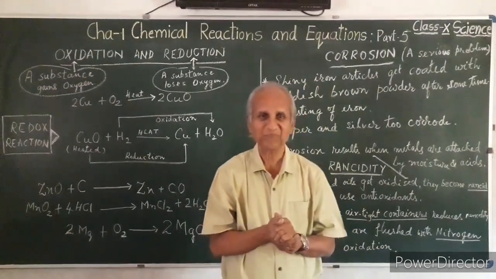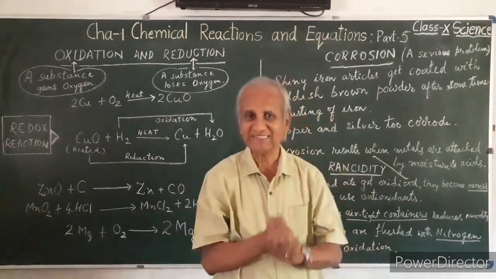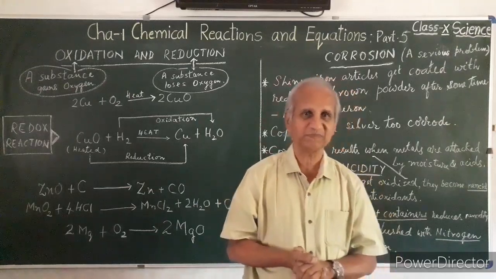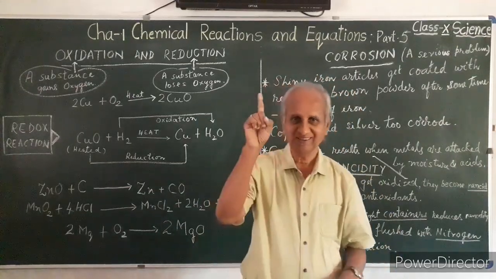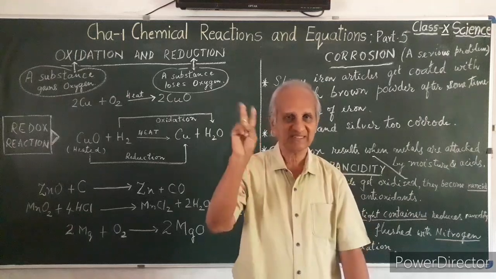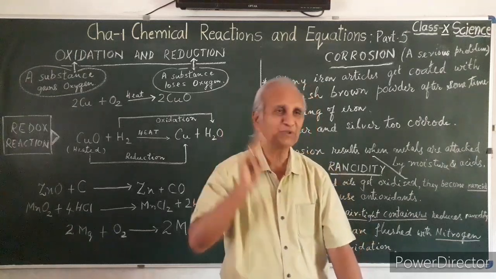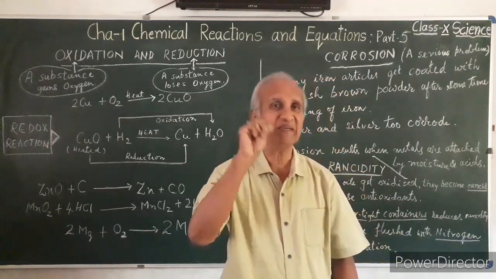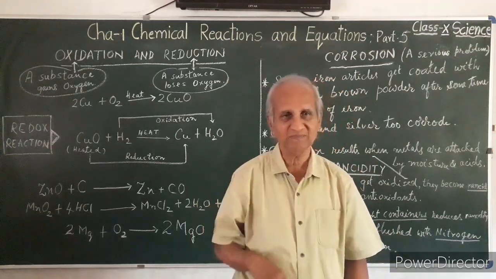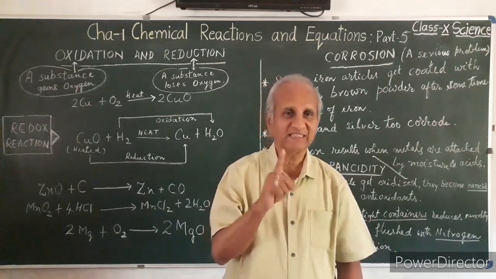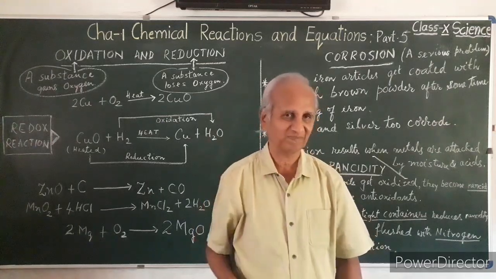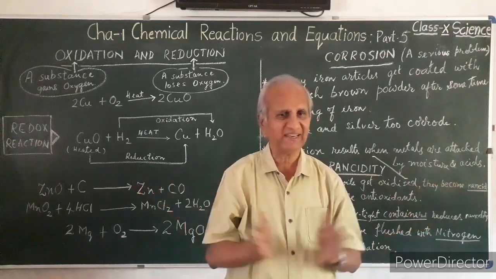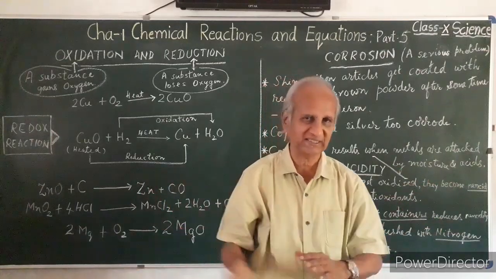Hi children, we already studied the four types of chemical reactions. First one, chemical combination. Second one, chemical decomposition. Third one, chemical displacement. And the fourth one, chemical double decomposition. All the chemical reactions fall into one order or the other.